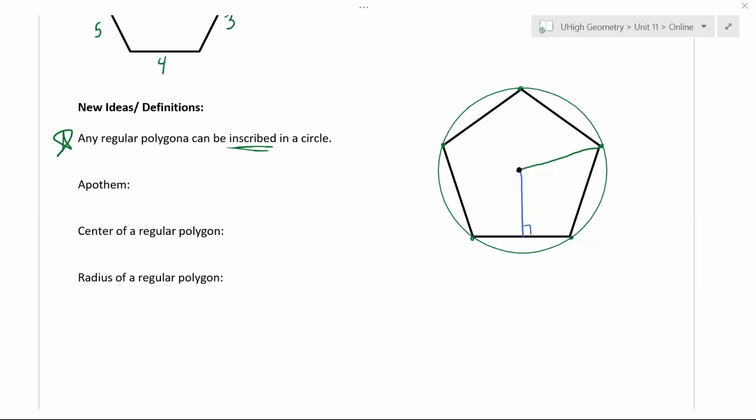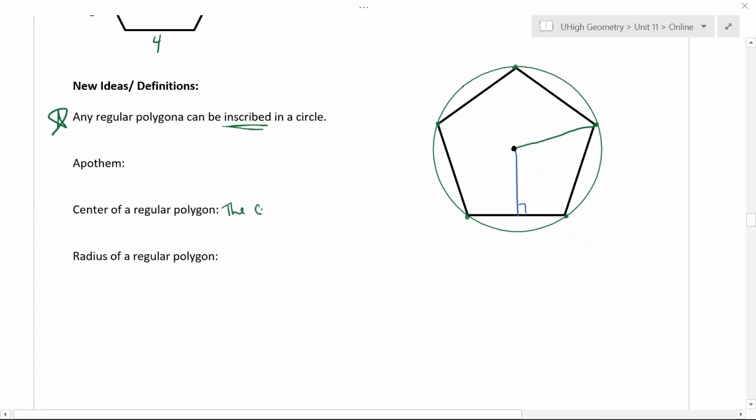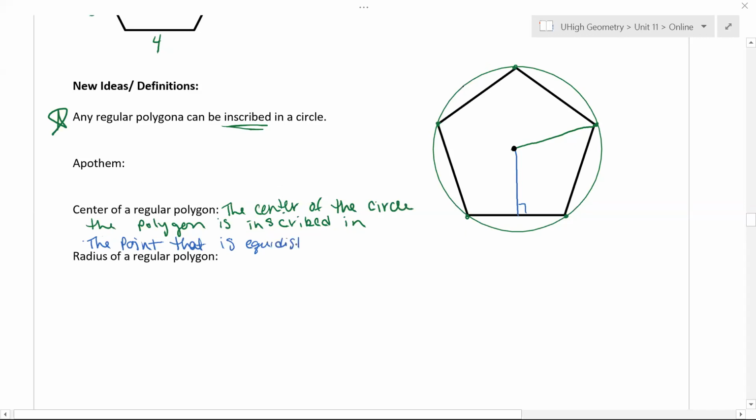Whenever I talk about the center of my regular polygon, we can think of this in two ways: the center of the circle that I'm inscribed in, or you can also think about it as the point that is equidistant from each vertex.